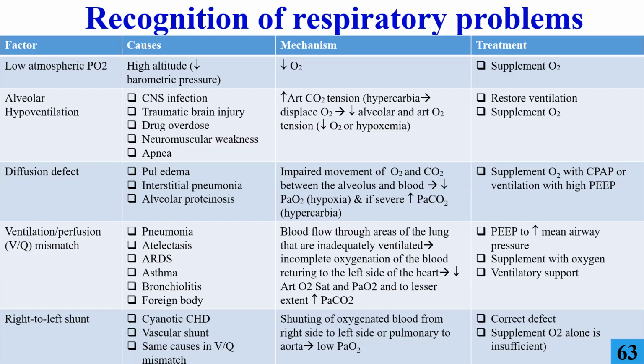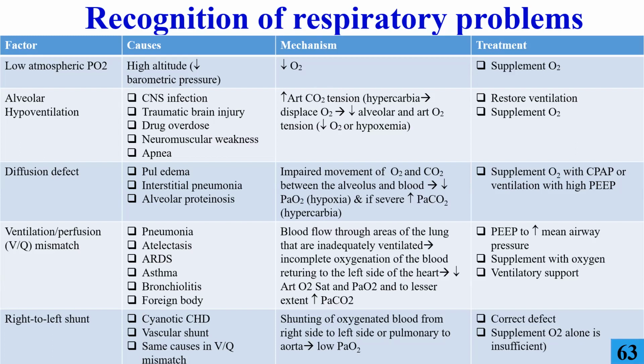The other is diffusion defect. The gas is not exchanged at the level of the alveoli, because the barrier, the structures or the membrane of the exchange area, are changed. When you have pulmonary edema, you have fluid in the alveoli. Once you have fluid in the alveoli, you have many problems. The first one is you neutralize the surfactant. The surfactant is fat, and the alveoli are coated with fat. When you have water in there, the amount of fat will be diluted.